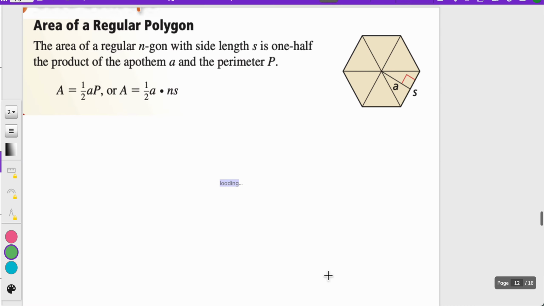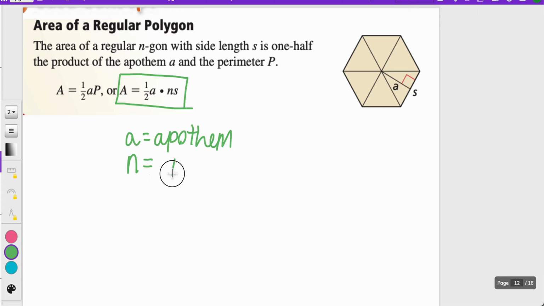Let's continue now and talk about how to find the area of a regular polygon. We're essentially going to be using this formula here, but we want to make sure we break down and understand what things are representing. A is going to be the length of the apothem.